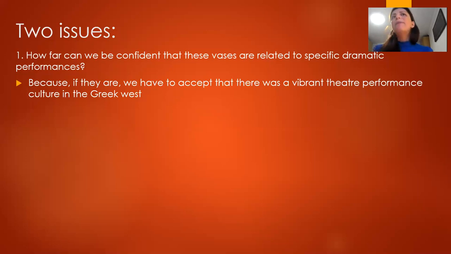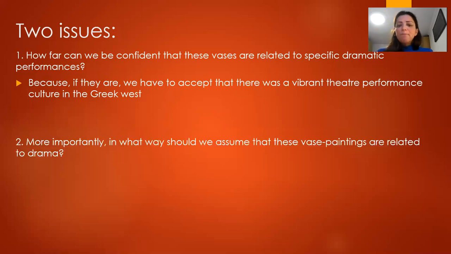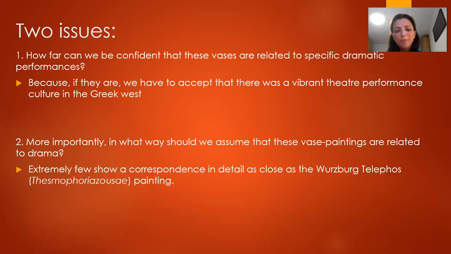And this is confirmed not only by vase paintings, but also by the presence of theaters and other material culture elements that we find in relation to performances, like, for example, souvenir statuettes. More importantly, the question is, in what way should we assume that these vase paintings are actually related to drama? Can we be sure? What evidence do we have to be sure? What is our methodology to be sure?